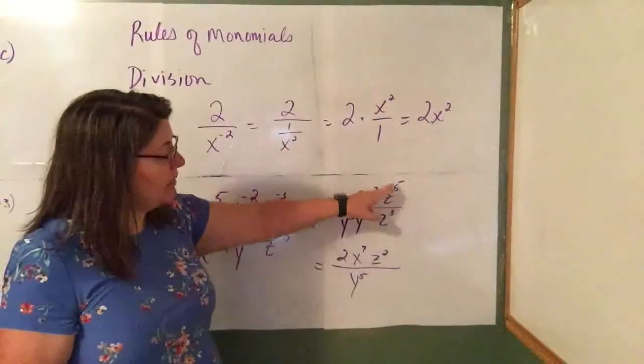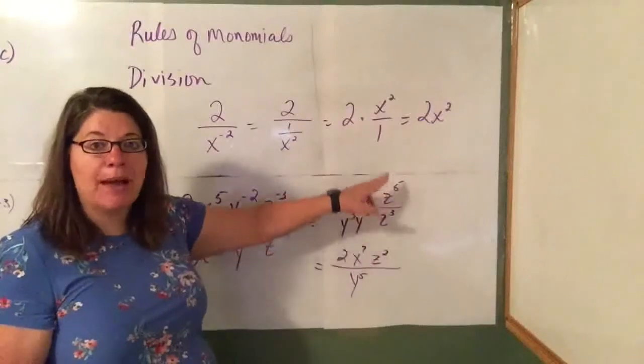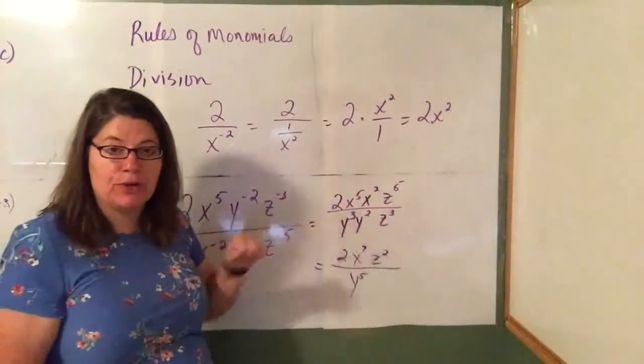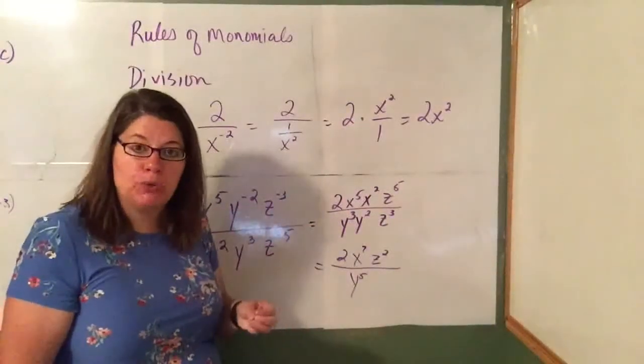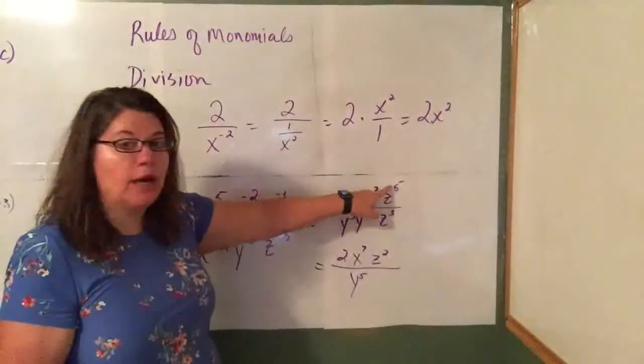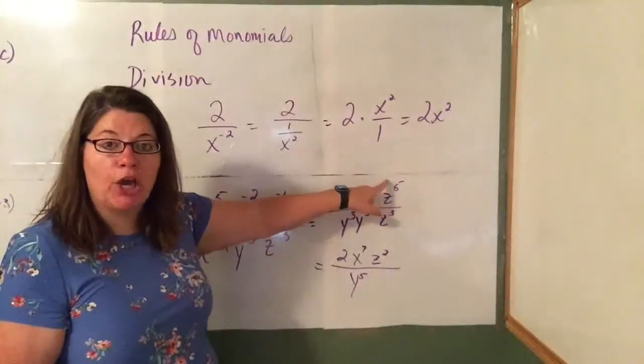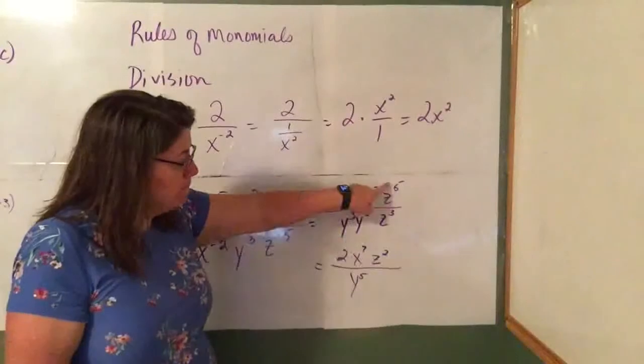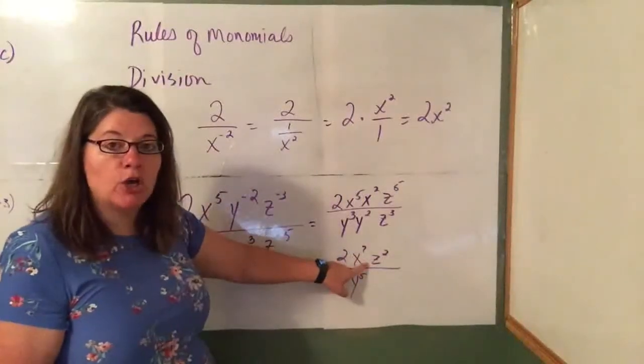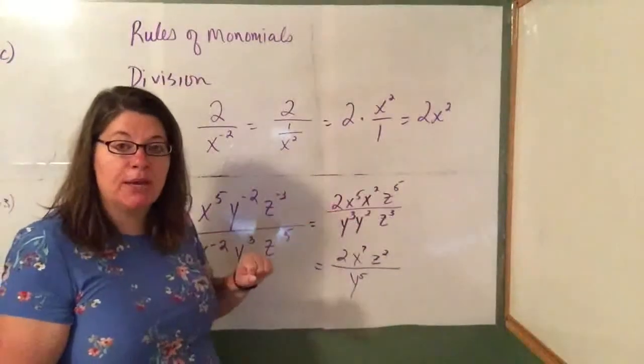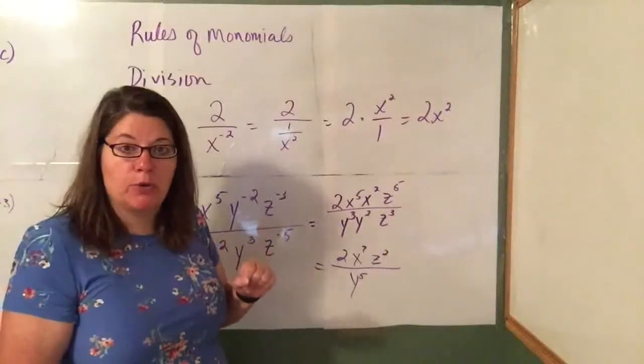So when I subtract those, I'm going to subtract the highest number minus the lowest number, 5 minus 3. I have a leftover of 2. Wherever the bigger number was is where my leftovers will go. And 5 minus 3 is 2. My leftover z squared goes on top because that's where the bigger exponent, or the higher exponent, was.